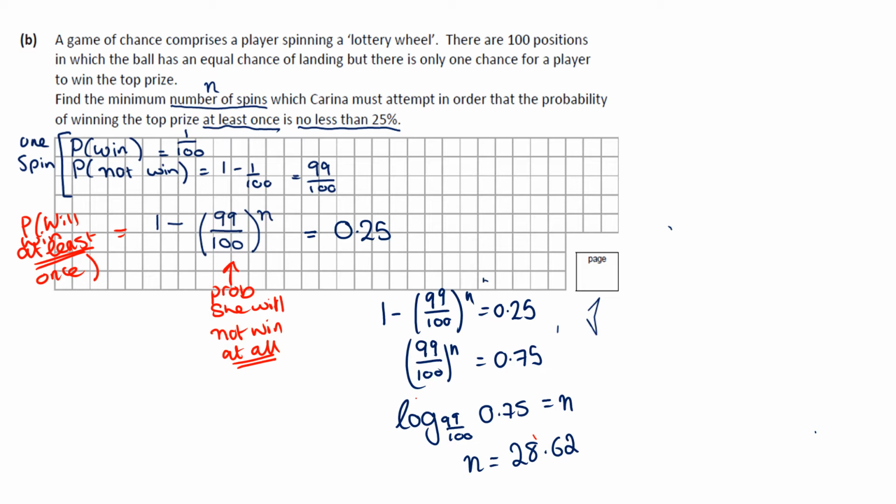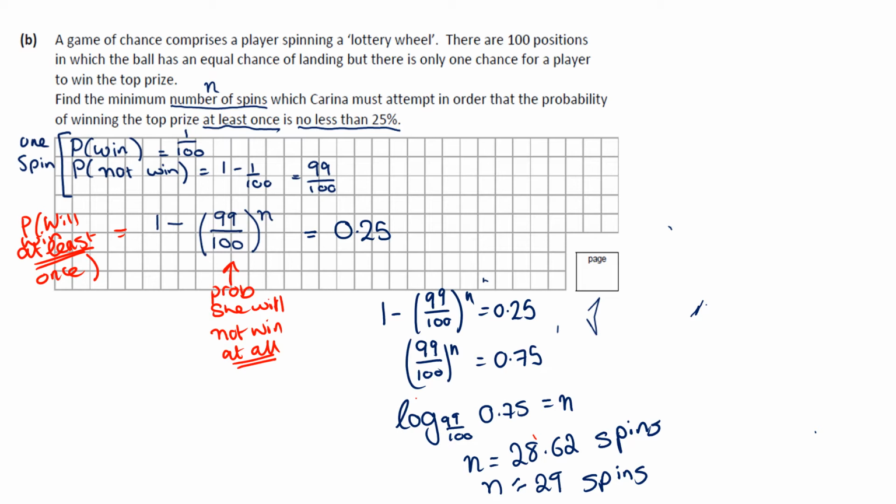28.62 spins. Now, obviously we can't have a fraction when it comes to spins. In this case, we're always going to round up, because if we don't round up, the probability is going to be less than 25%. So it's really important that even though in this case we would have rounded up anyway because it was 0.6, if this was 0.4, we would still round up.